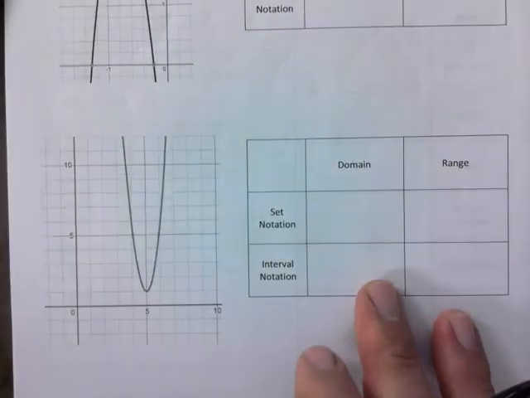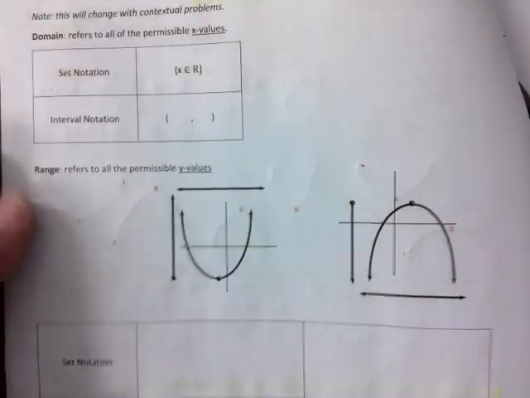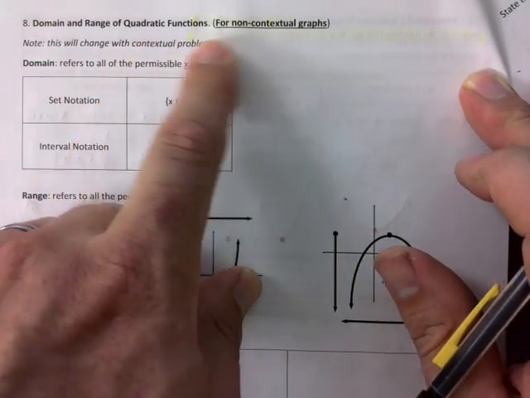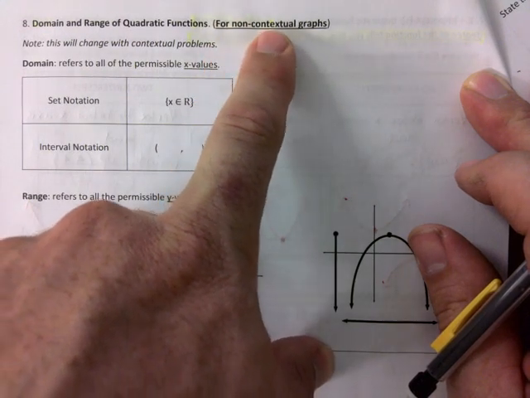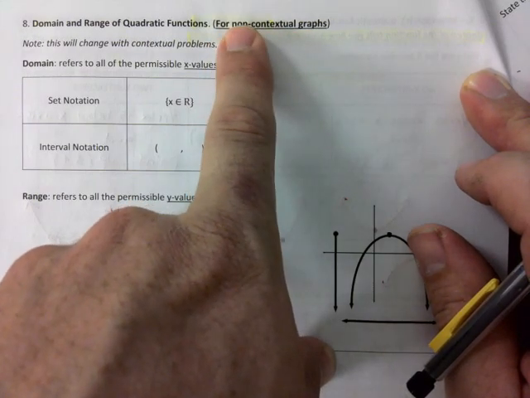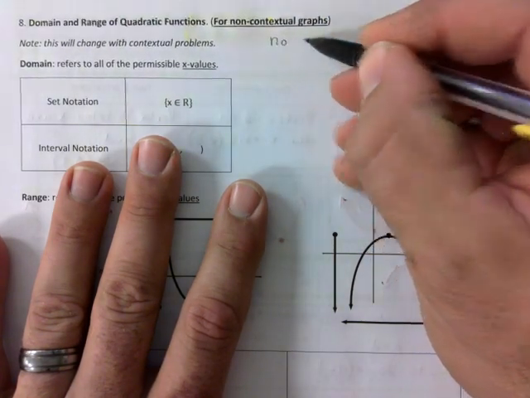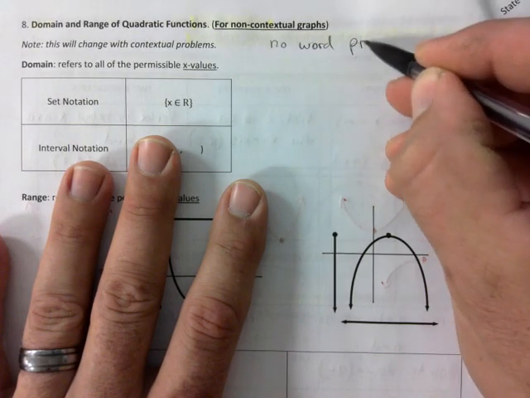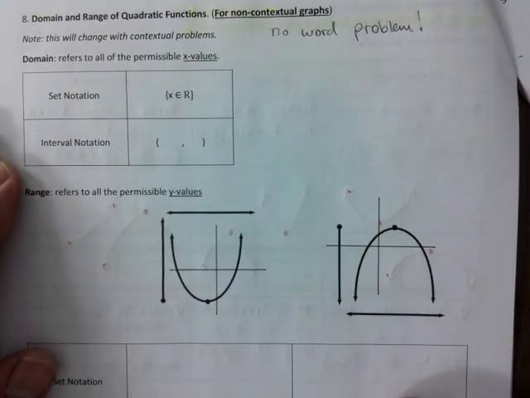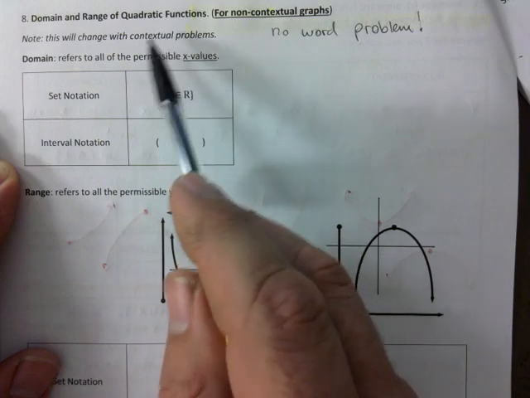7. Do you remember domain and range? Yeah, so this is domain and range. This is on page 7 for non-contextual graphs. What is that? This means if there's no word problem, then this is what goes for domain and range. Okay? No word problem. Then we use this method. Note, this will change with contextual problems, right? So it will change when we do word problems.